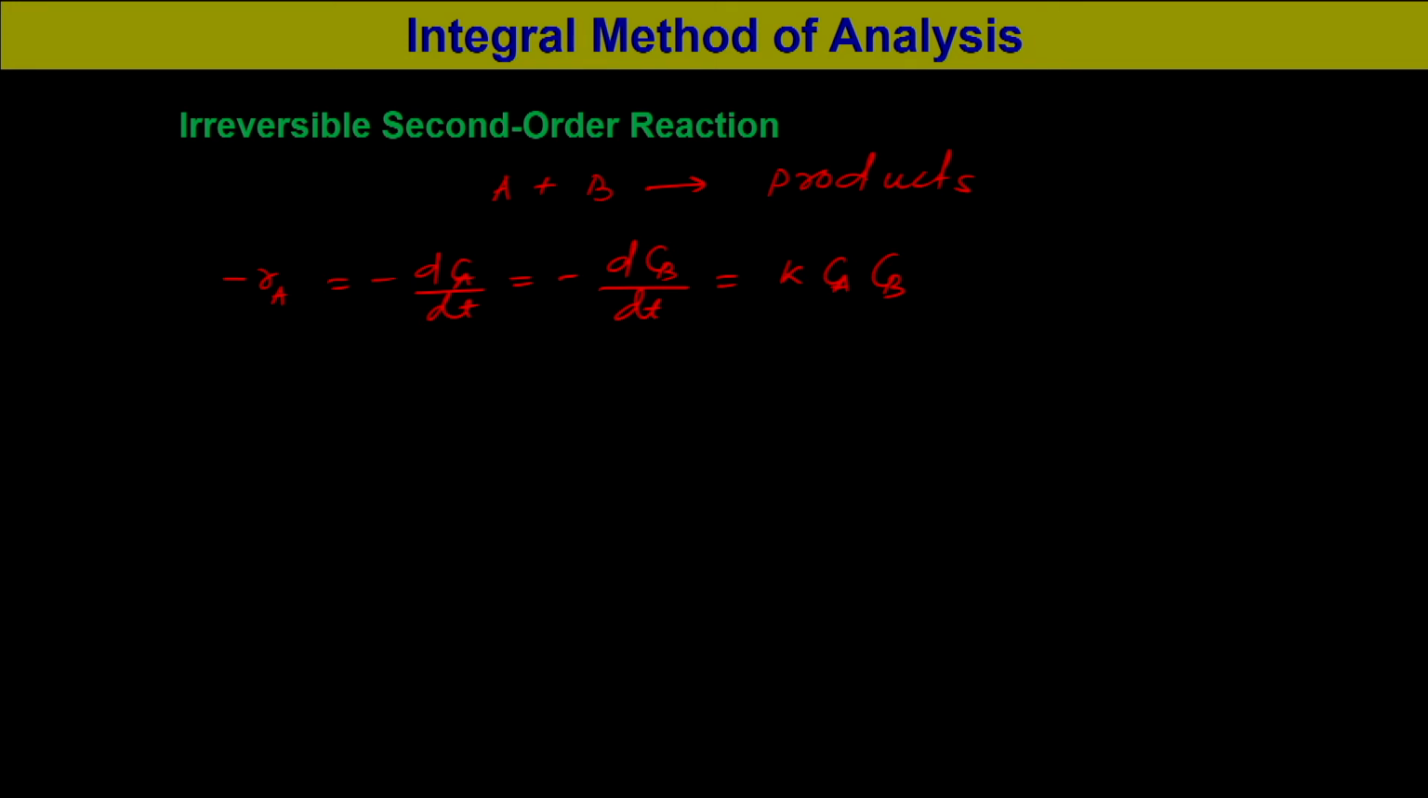Now, the conversion, if we consider X A for component A, the amount of A which will be reacted is C A naught X A. So, this is the amount reacted, and let the initial concentration of A be C A naught and of B be C B naught.